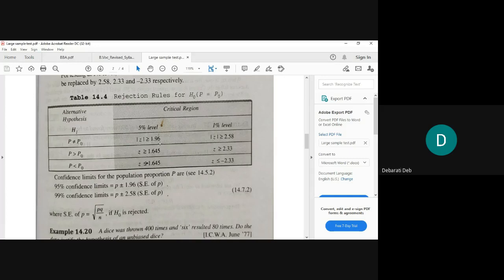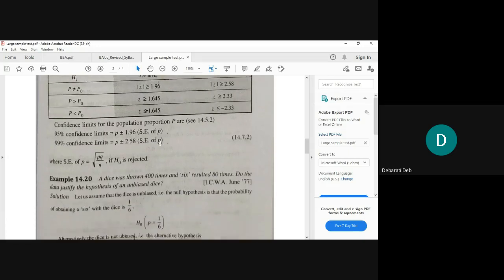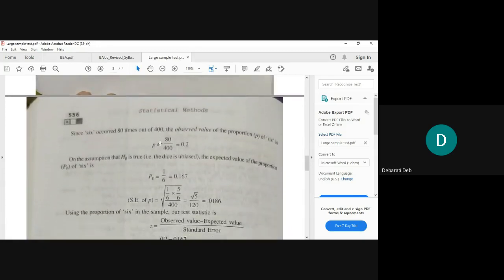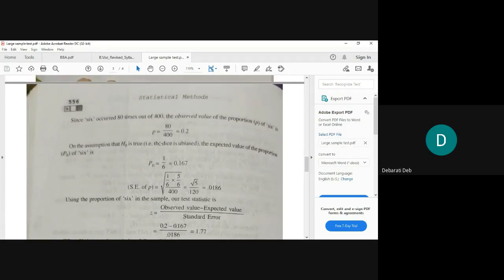Now tell me, you have got the value of z as 1.77. So will you reject the null hypothesis or accept the null hypothesis? Tell me. The rule is, again I am telling, now I want this answer. If this calculated value of z is greater or equals to 1.96, then we reject the null hypothesis. Now you are getting 1.77. So tell me whether you will reject the null hypothesis or accept the null hypothesis.